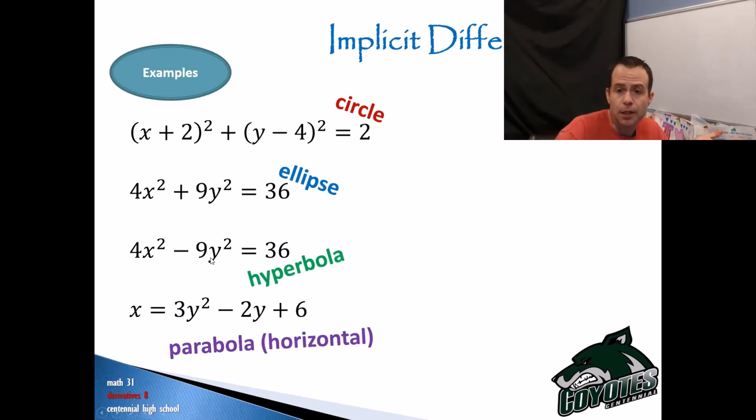A hyperbola, an example would be 4x² − 9y² = 36. So we're subtracting there. And then a horizontal parabola. That would be a parabola like what you know a parabola to be, but on its side, so it would look like a C or a backward C. For example, x = 3y² − 2y + 6.